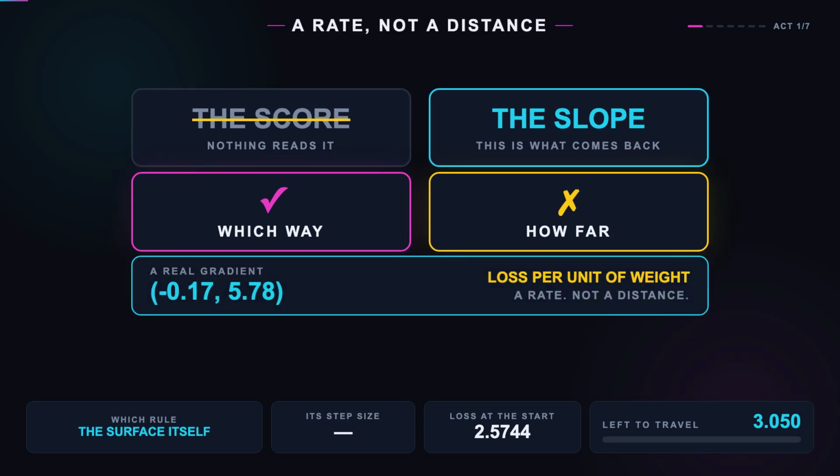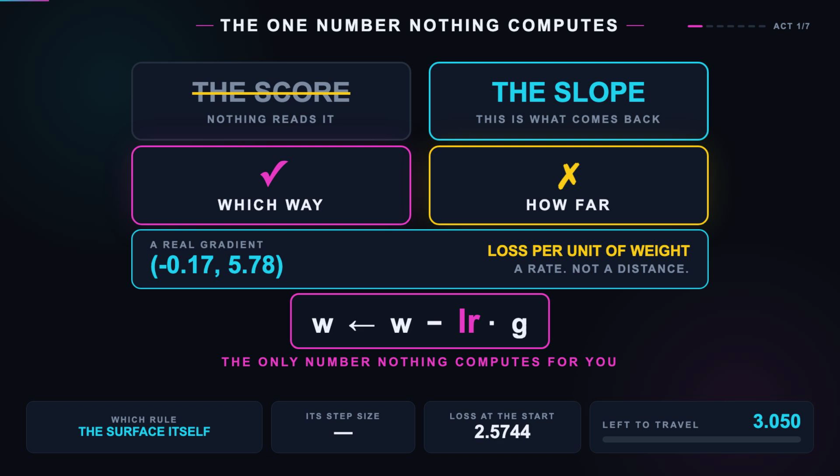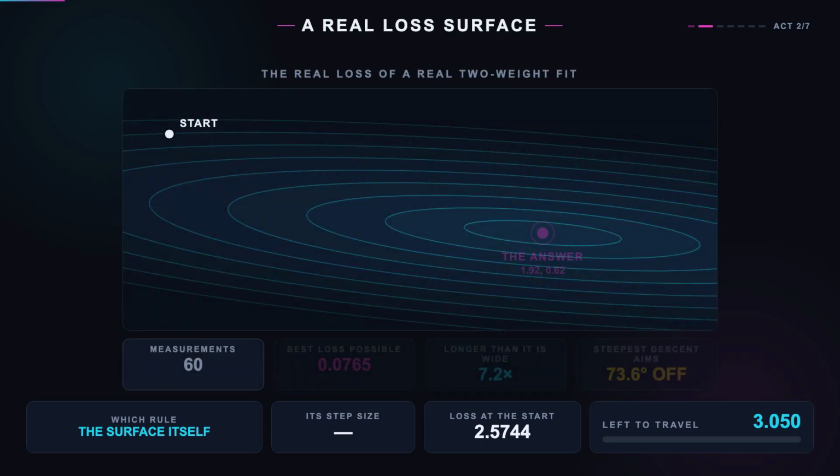Here's a real one. At this point, on a real problem, the slope is minus 0.171 one way and 5.78 the other. That is not a distance. It is a rate. To turn it into an actual move, somebody has to multiply it by a number and choose that number themselves. That number is the learning rate, and it is the one quantity in this whole system that nothing computes for you. Today I am going to show you a case where changing it by 1% is the difference between learning and self-destruction.